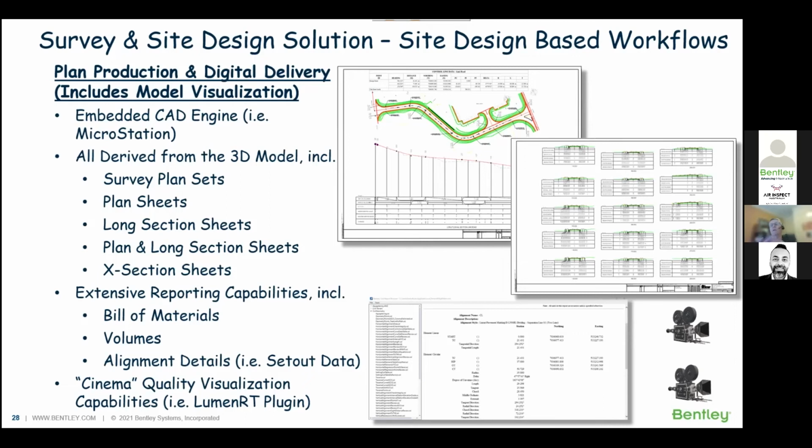Now, at this point in time, you'll need to rerun the annotation. You just need to refresh the annotation so it picks up the new elevations. But the terrain information dynamically changes because it is all derived from the 3D model. Now, I've spoken about some of the in-product reporting capabilities. We have a host of outputs that we can derive in terms of bill of materials, volumes, alignment details for set out, etc. Last but not least is cinema quality visualization capabilities.